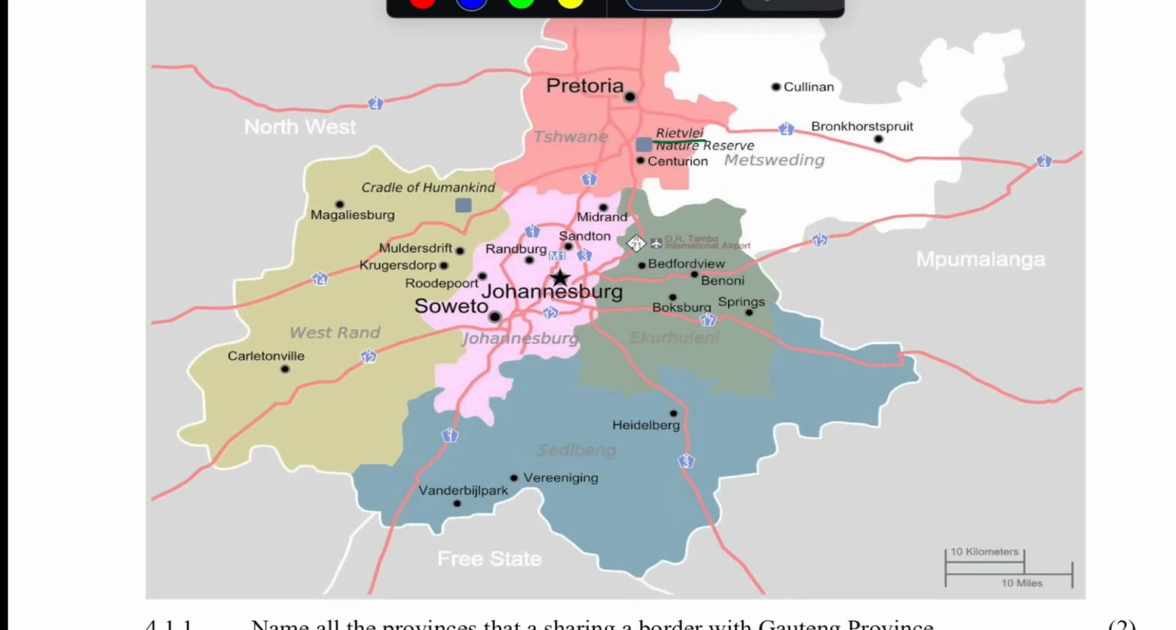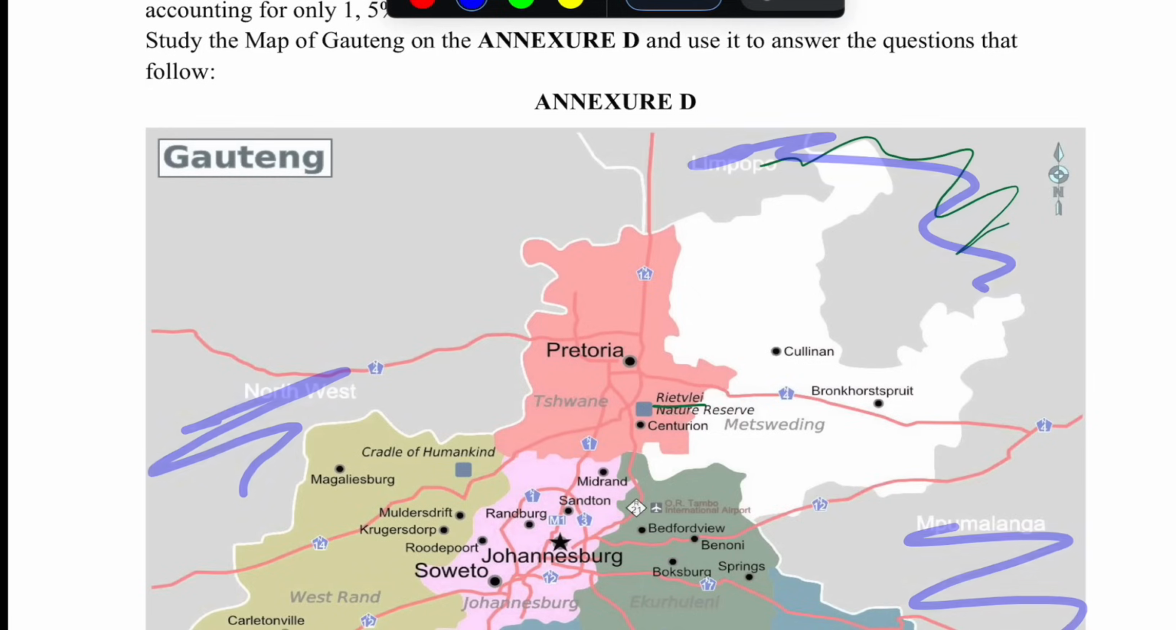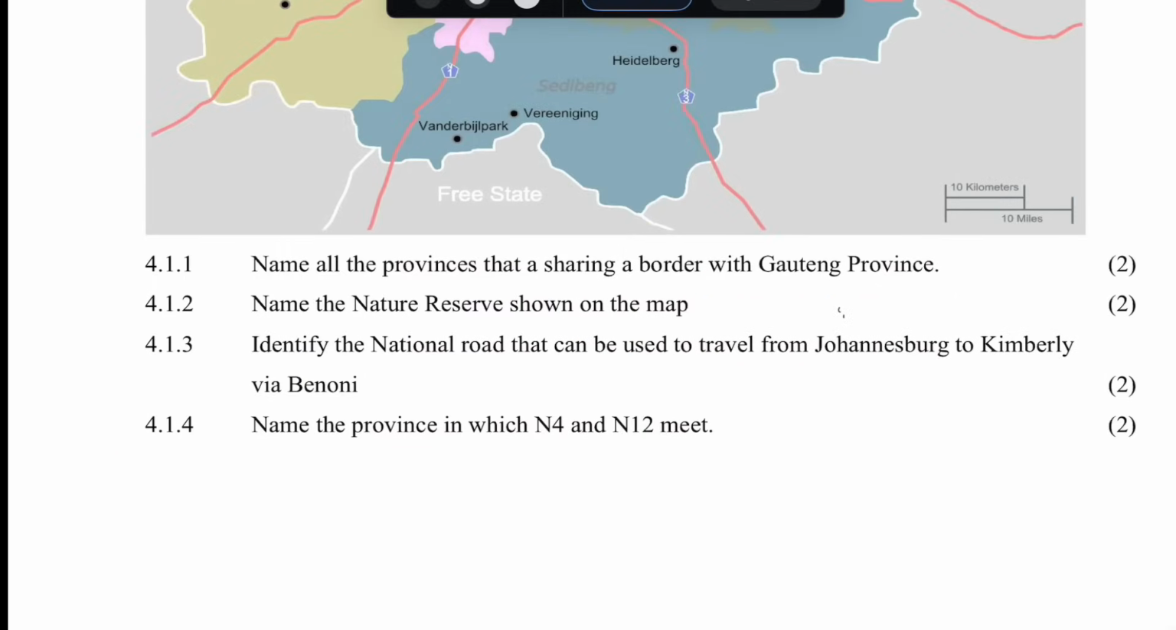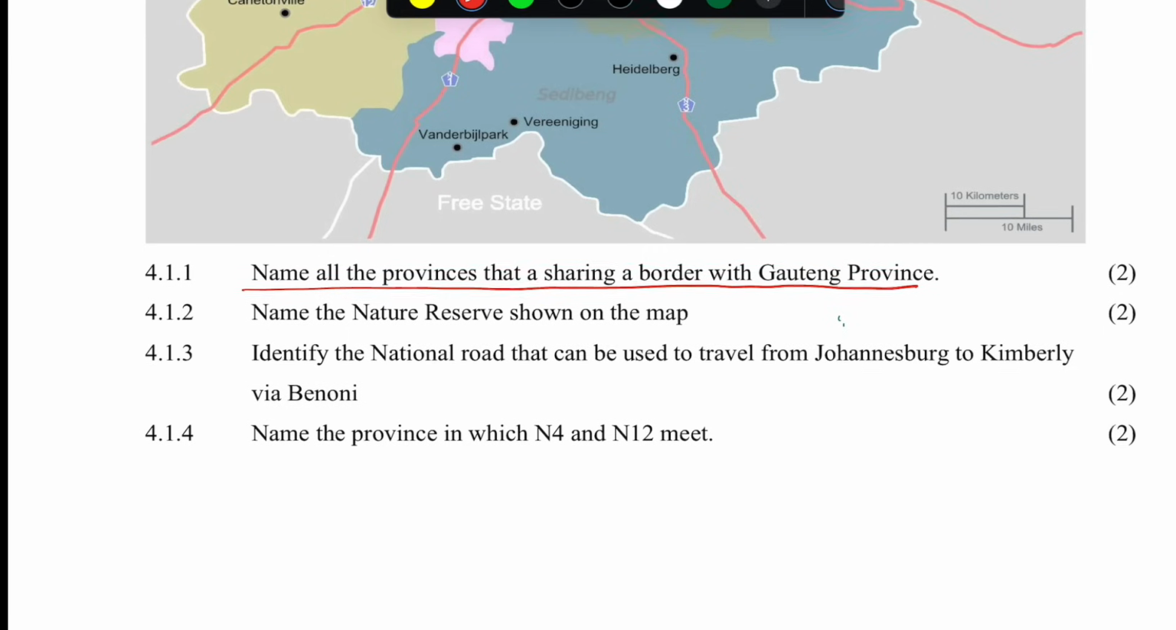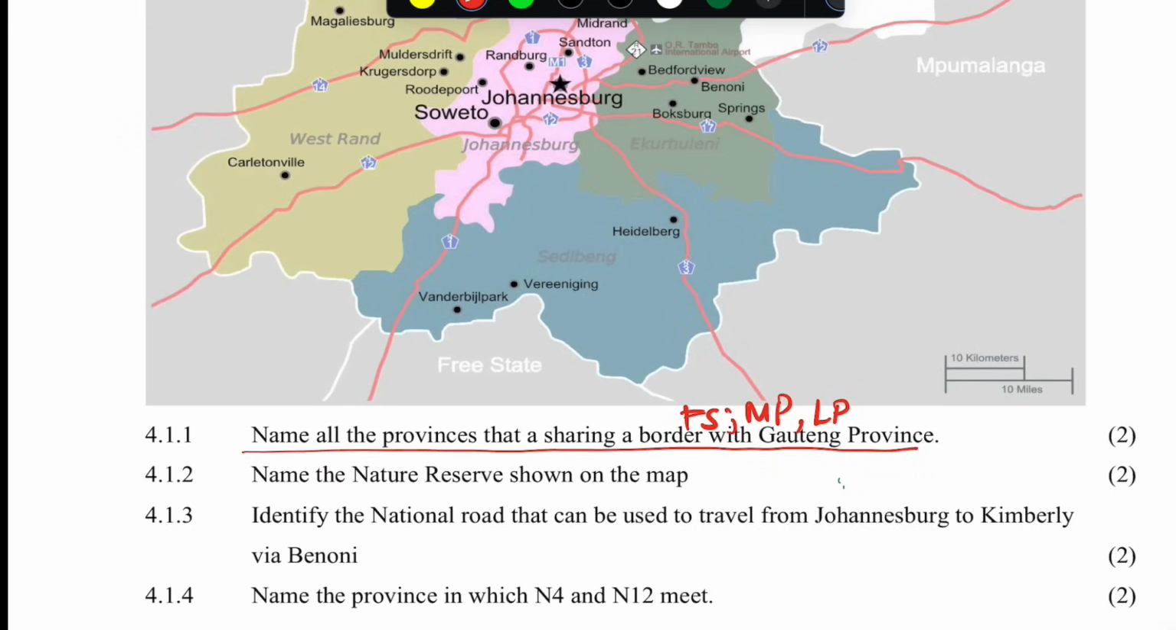And the neighboring provinces, there's the Free State, there's the Northwest, there's Mpumalanga, there's Limpopo there, right? Right, let's answer the question, guys. Now it says name all the provinces that are sharing borders with Gauteng. As I've mentioned, it's going to be the Free State, you write it in full, and Mpumalanga, Limpopo, and what else? The Northwest. Guys, you write them in full, right?